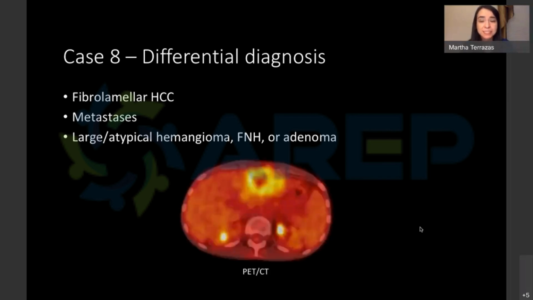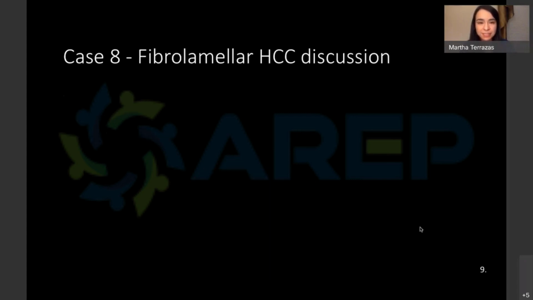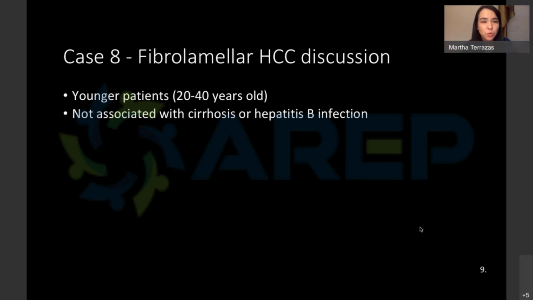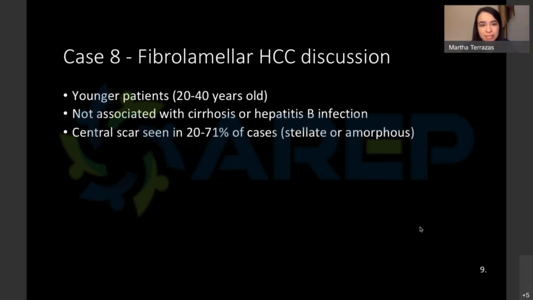So we asked them to get a PET CT. They got a PET CT. This excludes anything benign. I mean, this thing is very FDG avid. So we know that the soft tissue is concerning for malignancy. Fibrolamellar HCC is what the biopsy showed. These are usually younger patients, 20 to 40 years old, not associated with cirrhosis or chronic hepatitis B infection. These patients don't have cirrhosis or chronic hepatitis B.